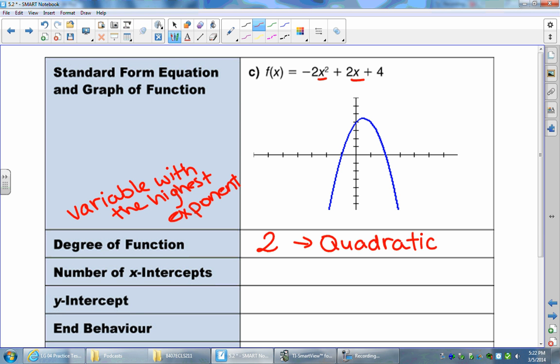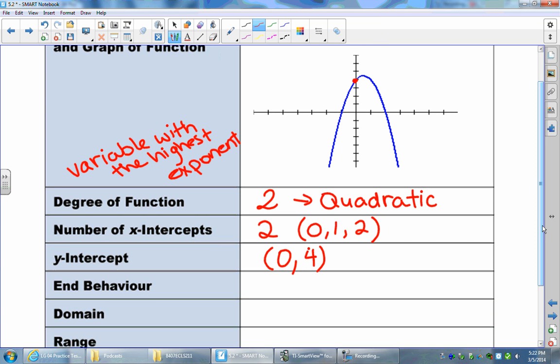Now the number of x-intercepts in this case is 2. Depending on your quadratic function and where your parabola is situated, you could have 0, 1, or 2 possible x-intercepts. In this case, we have 2. Now our y-intercept, as we noted in the previous lesson, is always equal to our constant value. So our constant here is positive 4, therefore our y-intercept is going to occur at 0 and positive 4. And you can see it crossing the y-axis here at 4.